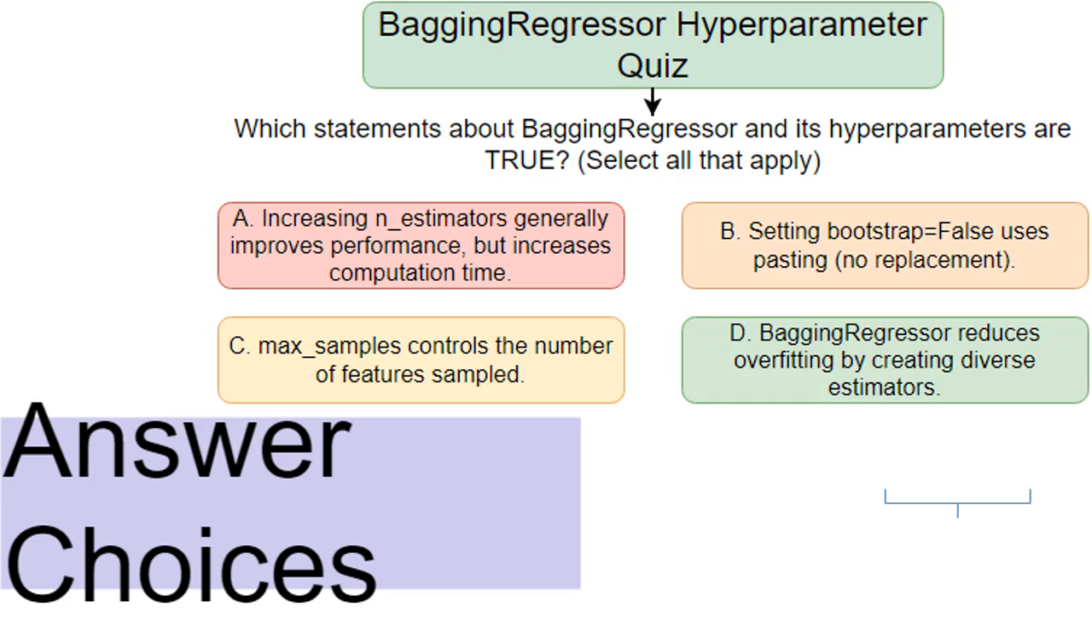These are the options for your quiz. You need to choose the statements that correctly describe how BaggingRegressor works and its hyperparameters behave.